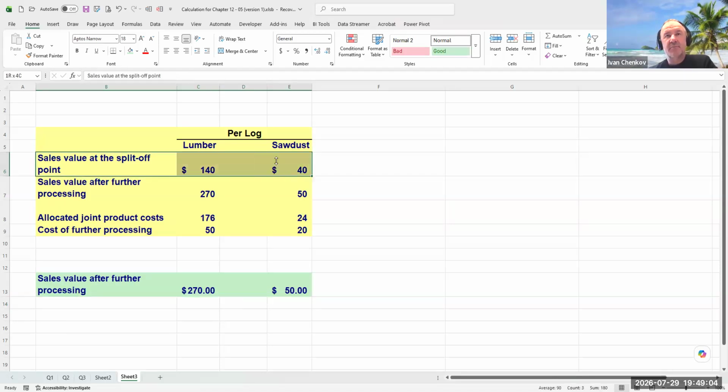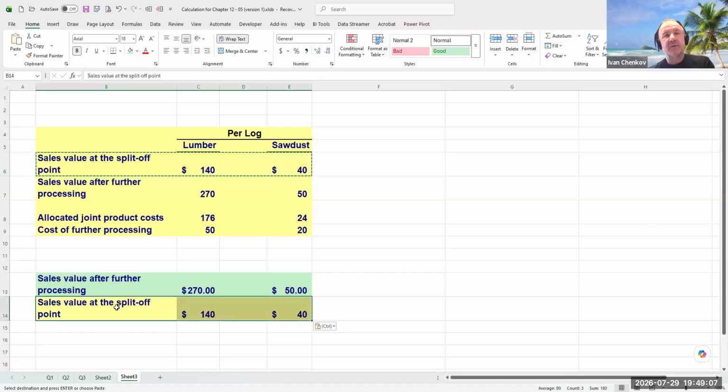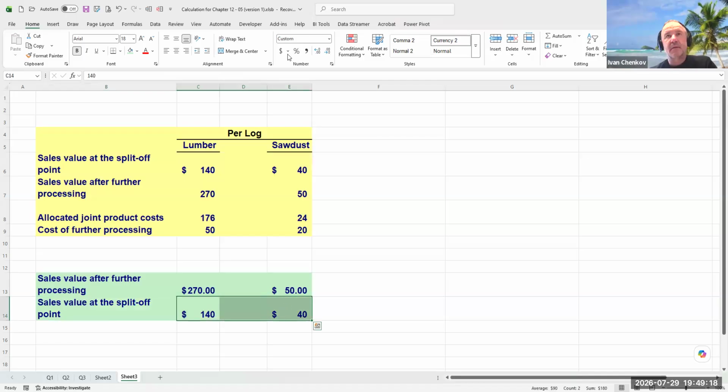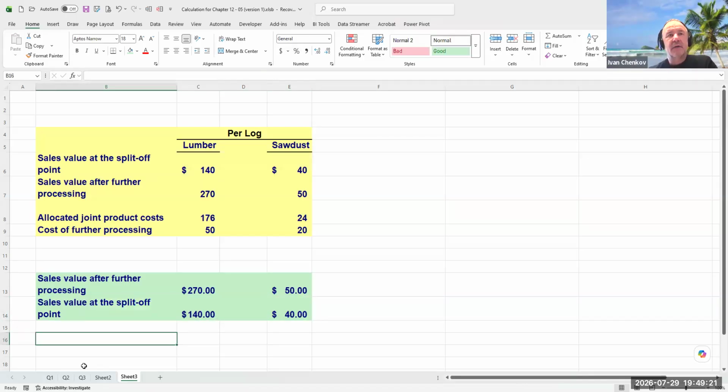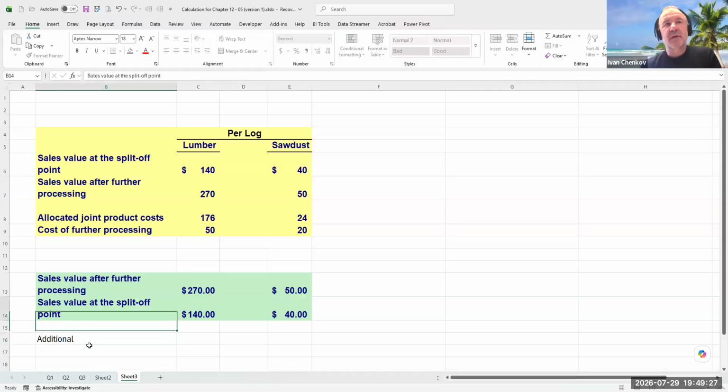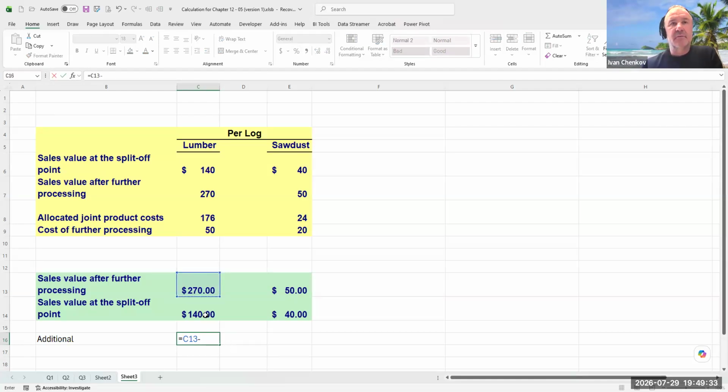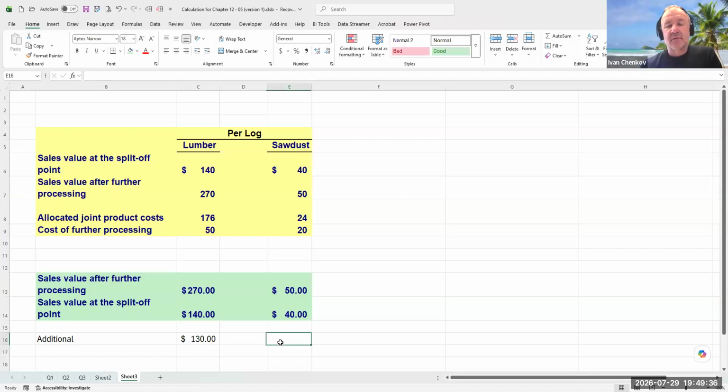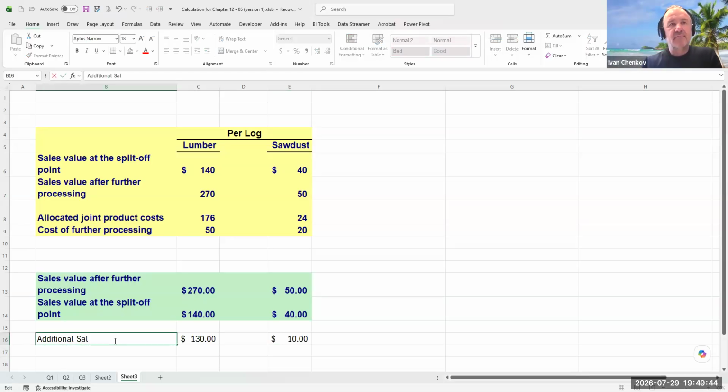So as we can see at this point, when we're selling at the split-off point, we're generating $140 from the lumber and from the sawdust we're generating $40. Okay, so what we have to do is find the additional. How much additional are we getting? From the lumber, we're getting an additional $130. From the sawdust, we get an additional $10. That will be additional sales.